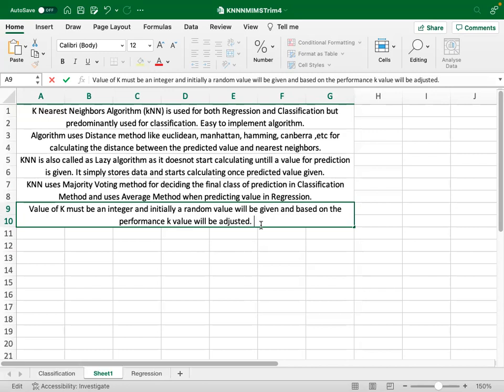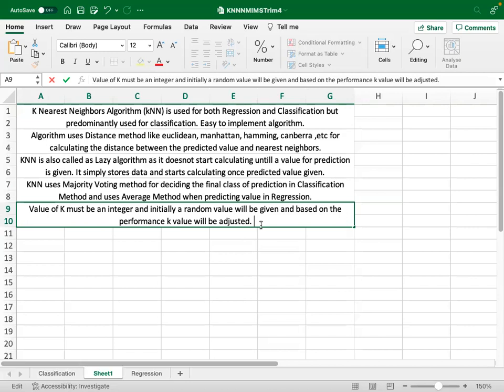What we generally do is, we use different values for K, build different models, and then finalize the model that has the best performance. When I say performance, the performance metrics in classification, we use accuracy. In case of regression, we use R-square. Based on that, we will decide which is the best fit model.